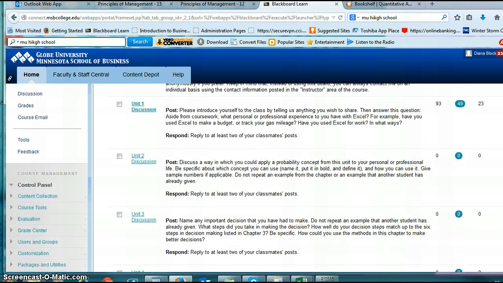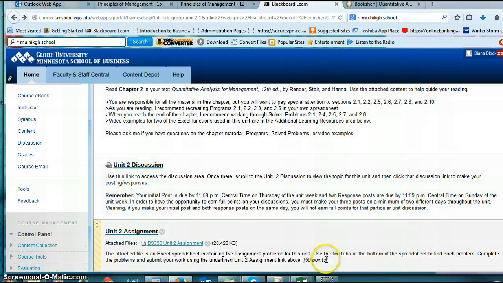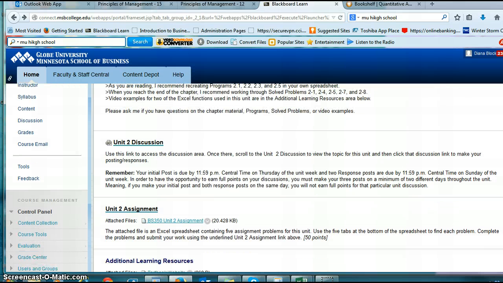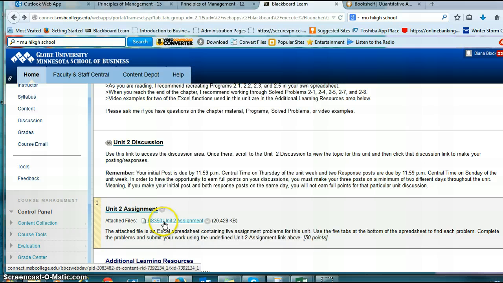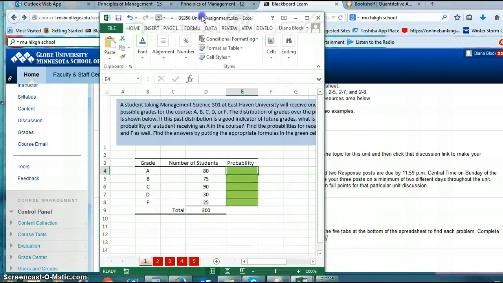For the assignments this week, you do have a discussion required. In the discussion, you're going to talk about how you can apply probability concepts to your personal or professional life. In fact, we use probability all the time in our daily life, both personal and professional. Then we've got an assignment here. You're going to open this worksheet, and there are 5 problems in here that you're going to complete based on the study in chapter 2. So let's go ahead and take a look at those assignments.